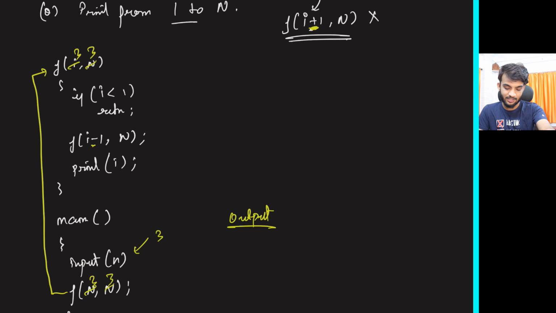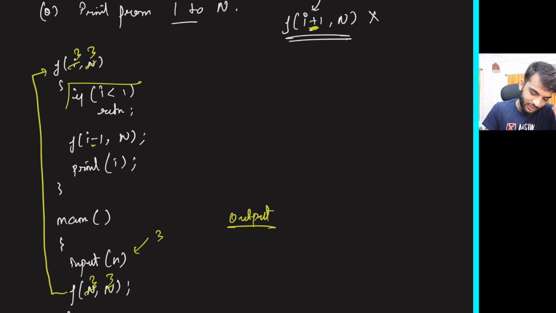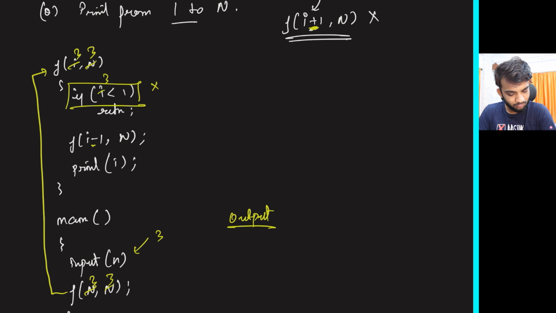The first call goes as 3 comma 3. Now let's understand this. Does this line execute, I lesser than 1? No, because I is 3 and it doesn't execute. Perfect. Next, I'm saying f of I minus 1. So this function call will go.